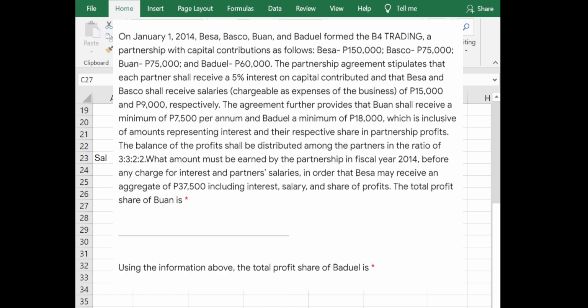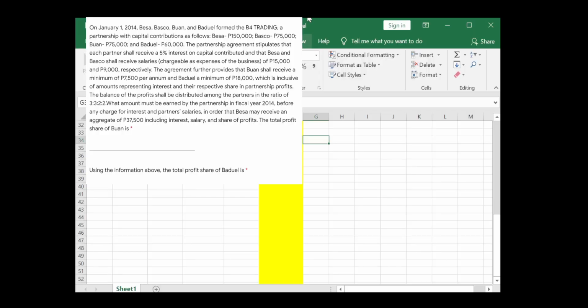Okay? Ano ba? The total profit share of Buan, and as well as what amount must be earned by the partnership in fiscal year 2014 before any charge for interest and partners' salaries in order that BESA may receive an aggregate of 37,500 including interest, salary, and share of profits. And also, using the information above, the total profit share of Badwell is. Okay, so medyo marami yung kanyang requirements. Okay, so we'll start.